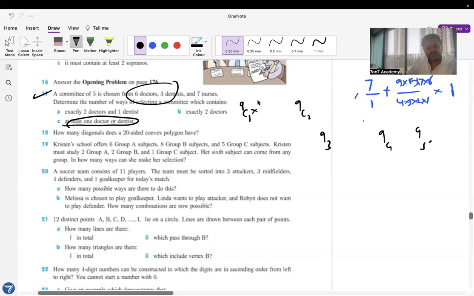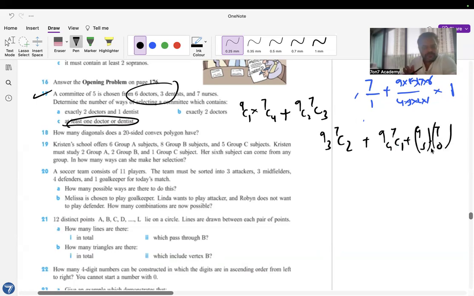The remaining you have to select from the 7 nurses. So for a committee of 5, here 7C4, here 7C3, here 7C2, here 7C1, here 7C0. Understand, guys?